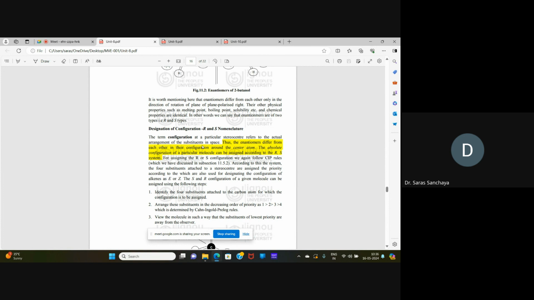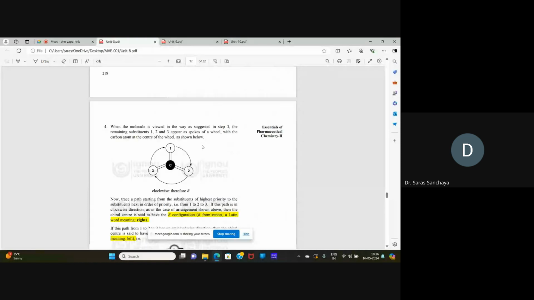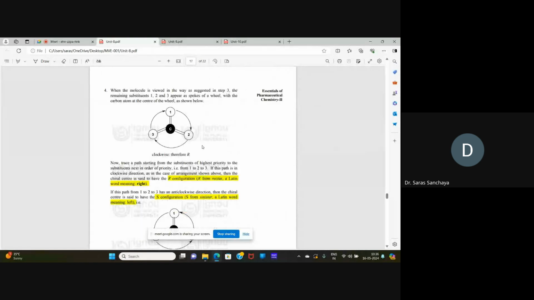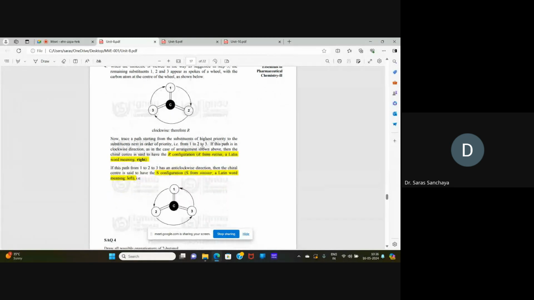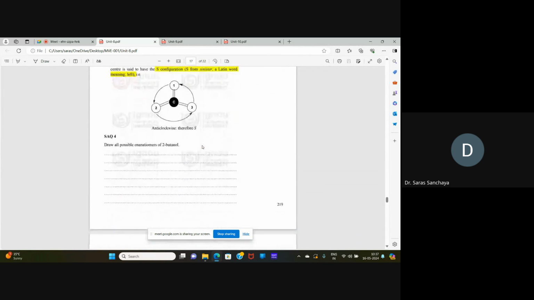The absolute configuration of a particular molecule can be assigned according to the RS system, R or S configuration. The R configuration is from rectus, meaning right, so it has a right-side, clockwise motion. And S is from sinister, a Latin word meaning left, in which there is anticlockwise or left-side movement. So these are R and S isomers.